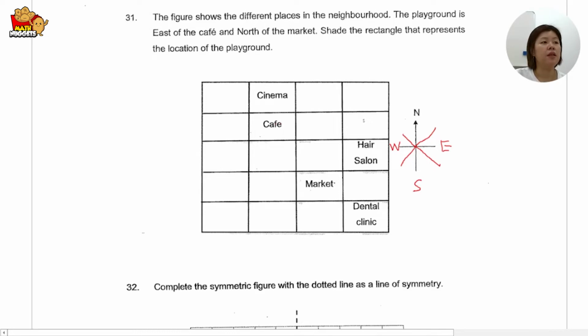Okay, and so I have this thing and this thing here because the cafe is here, and it's north of the market and the market is here. So this one will be the best option. Okay, let me erase away this because it's at the north.